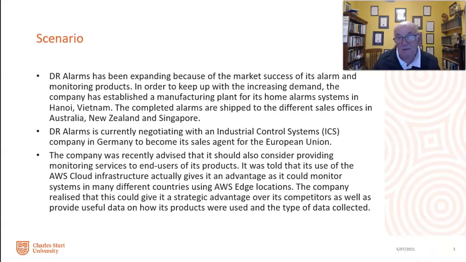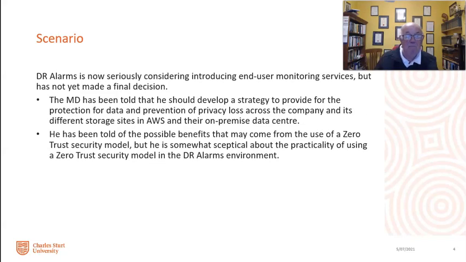Okay, our scenario, as we know, DR Alarms is expanding. The basic scenario here hasn't changed much. They're manufacturing in Vietnam, in Hanoi. They're shipping from Hanoi to different offices in Australia, New Zealand, Singapore. They're negotiating with a company in Germany to be their agent, and that's probably going to get underway shortly. They're also still considering the end user monitoring for its alarm systems. Final decision has not yet been made, but it's getting close to that decision.